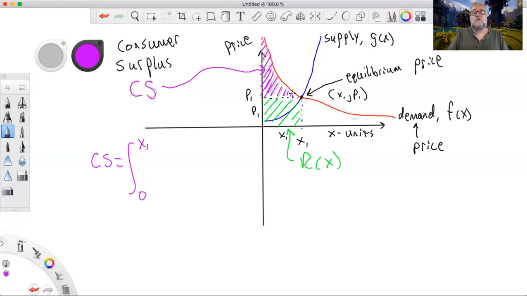The area underneath here minus, so that would be f of x, minus this green rectangle, which would be the revenue function, which is the area of that rectangle, P1 times X1.